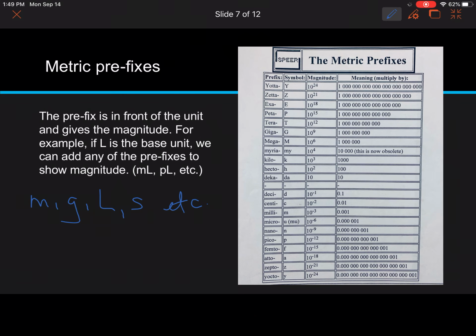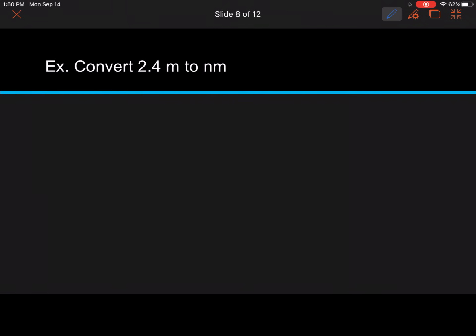Now, the magnitude is where these are written. You can use that as scientific notation, like we used for the millimeters there, where we used 1 times 10 to the negative 3. I use scientific notation just so the math is a little easier to see for people, but you don't have to if you don't want to. Okay, let's just do an example here.